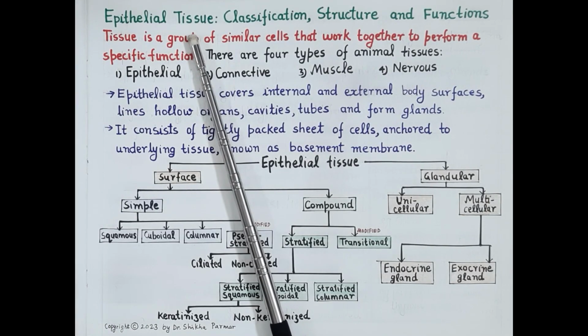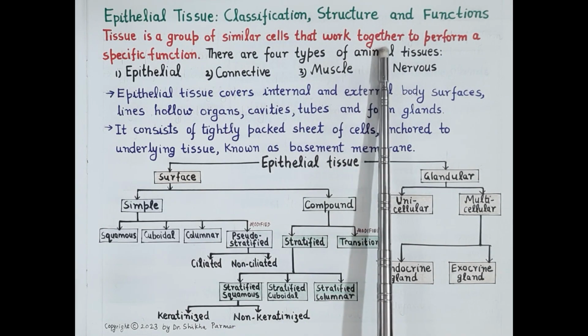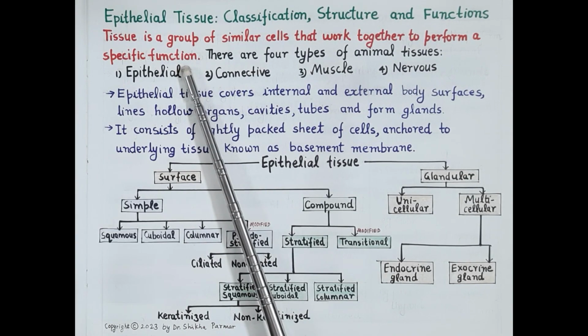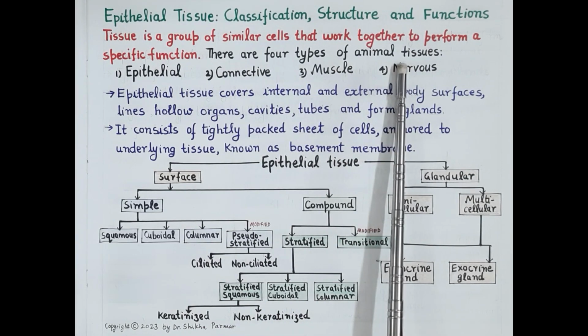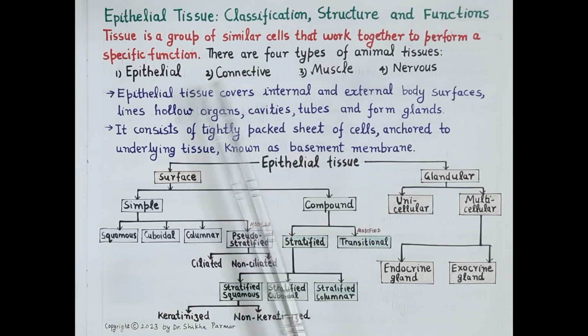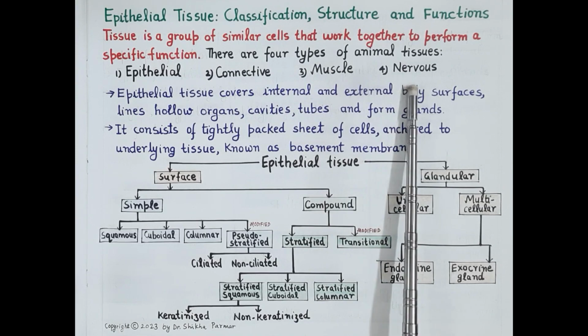Hello students, in today's video we are going to study different types of epithelial tissue, their structure, location and functions. Now as we all know, a group of similar cells forms a tissue. These cells work together to perform a specialized function. So every tissue type has its own special functions. Now there are four main types of animal tissues or human tissues, as human beings are also animals. These tissues are epithelial tissue, connective tissue, muscle tissue and nervous tissue.